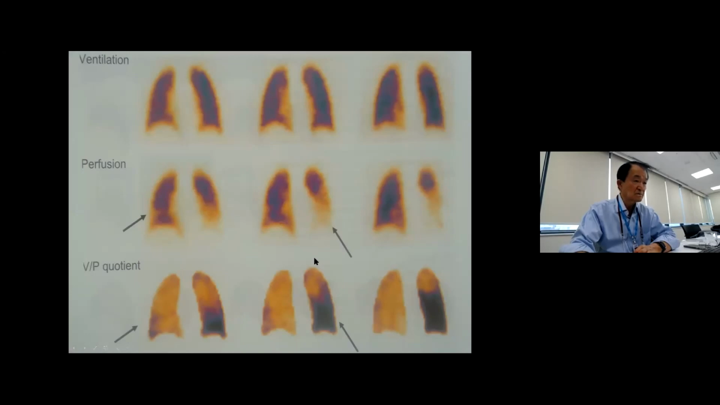So here, we have these old slides, so the color is changing, but the message is the same. Ventilation doesn't show any particular visible defect, but perfusion shows a defect. Some old technique is a sort of subtraction, which makes this kind of image. So you know, oh, this is a VQ mismatch.